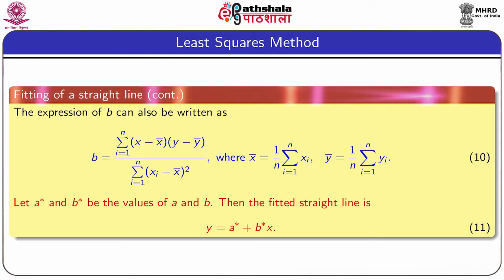Let a star and b star be the values of a and b, that means after solving equations 9 and 10, we get the optimal values a star and b star. Then the fitted straight line is y equal to a star plus b star x.